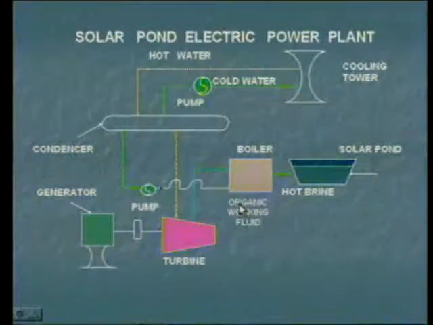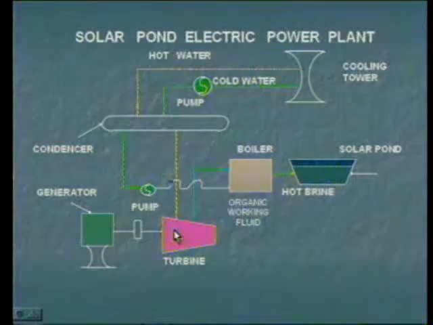By taking that heat, this organic fluid will be changed to a vapor. That high pressure vapor now enters into a turbine, where it will be expanded. It will generate some mechanical work. The turbine shaft is coupled to a generator by means of a coupling. So the generator will produce electrical energy by taking the mechanical work from the turbine.